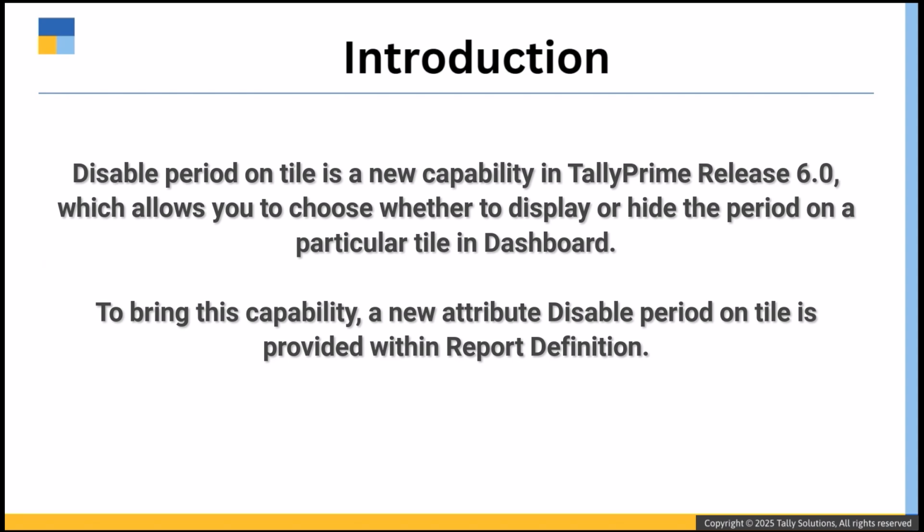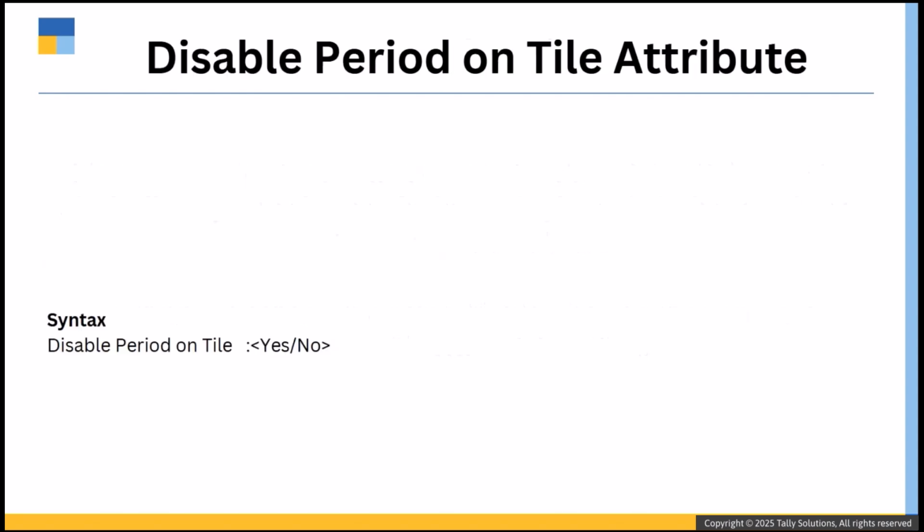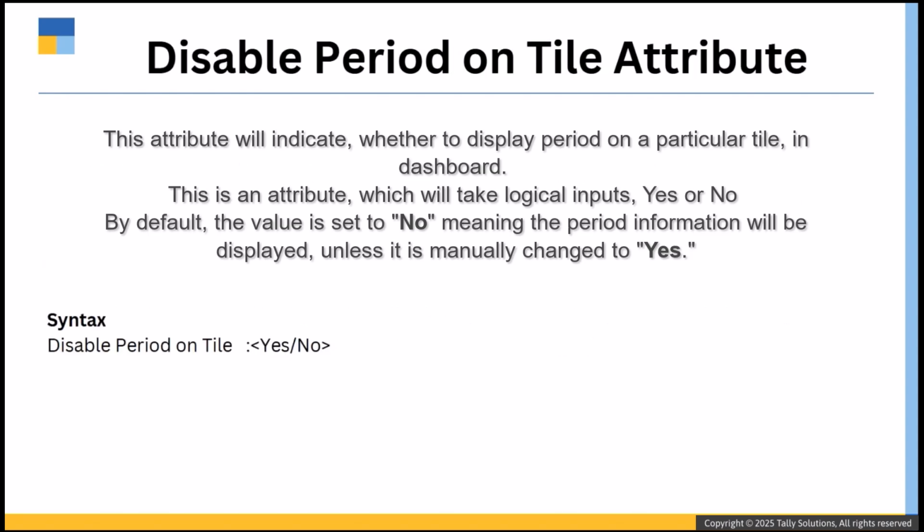Disable Period on Tiles is a new capability in TallyPrime Release 6.0, which allows you to choose whether to display or hide the period on a particular tile in dashboard. To bring this capability, a new attribute, Disable Period on Tiles, is provided within report definition. This attribute will indicate whether to display period on a particular tile in dashboard.